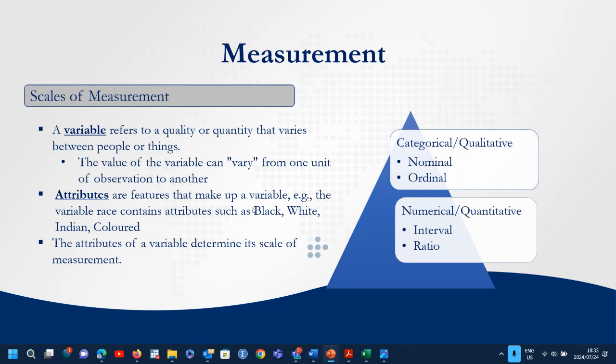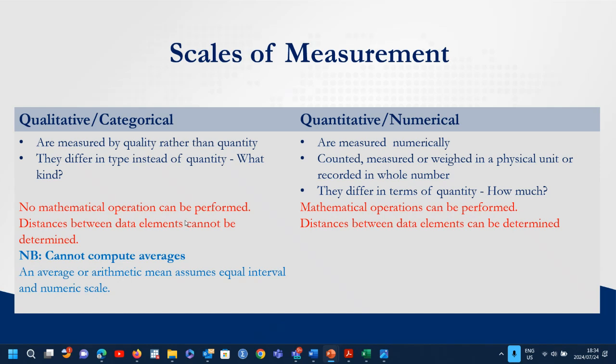Broadly, we have two scales of measurement: categorical, which we also call the qualitative scale, and numerical, or quantitative. For categorical or qualitative, the variable is either nominal or ordinal. On the other hand, when it's a number, quantitative, it can be interval or ratio. I hope I won't stay long here.